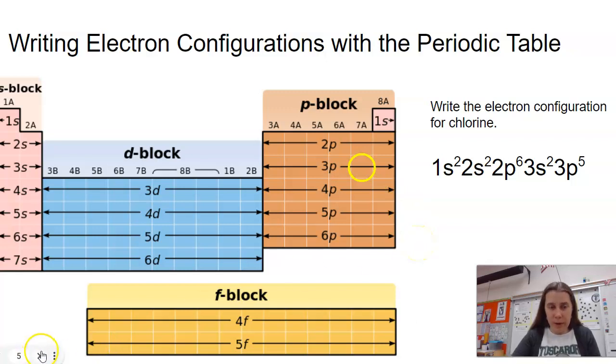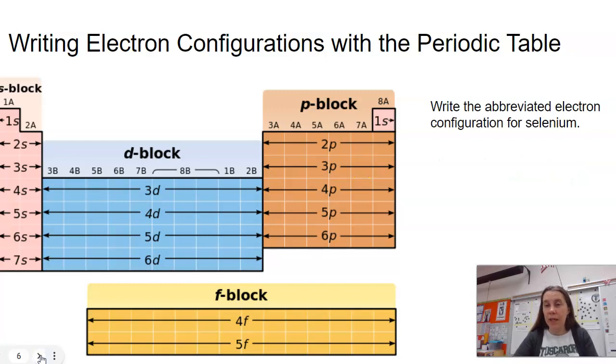Okay, so let's do one more example. This time we'll do the abbreviated configuration. So let's find selenium. It is number 34 on the periodic table. It's located right here. Remember for our abbreviated configuration, we only care about the outer or the highest potential energy level. So that's only this last row in the periodic table. So let's locate the noble gas that's just before it. There's a noble gas here that's closer, but selenium doesn't have that many electrons, so we have to go to the one before that. So this noble gas is argon. We'll write that in the brackets.